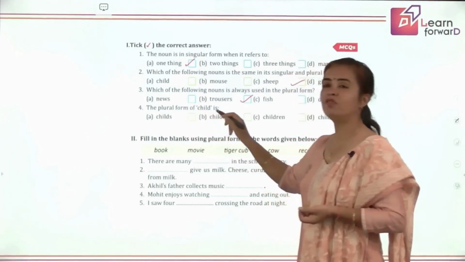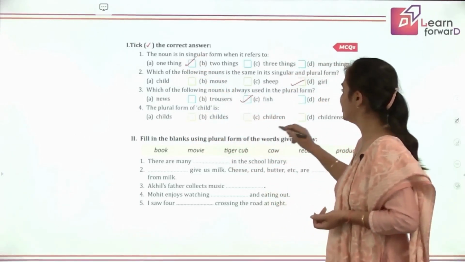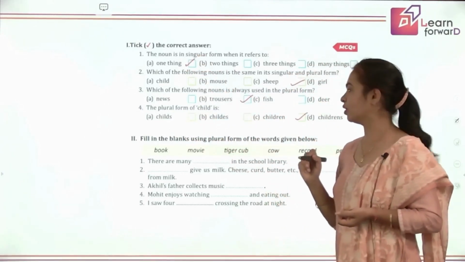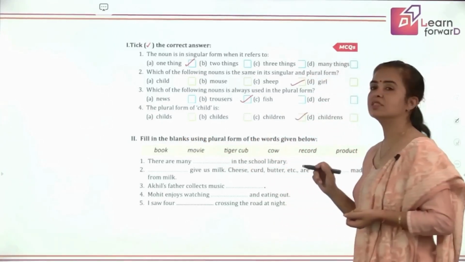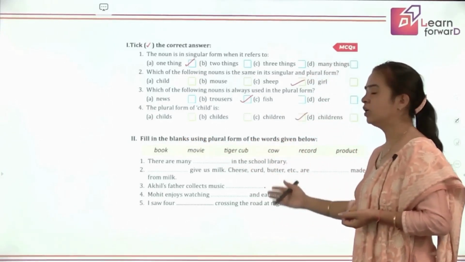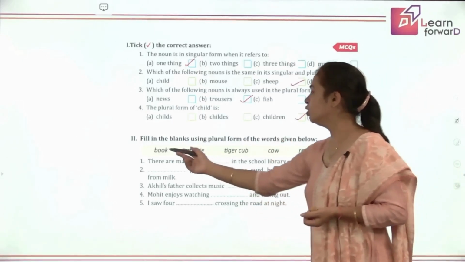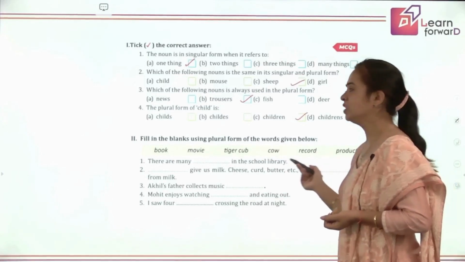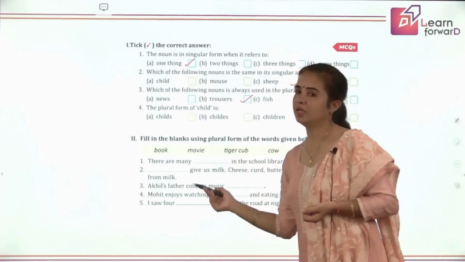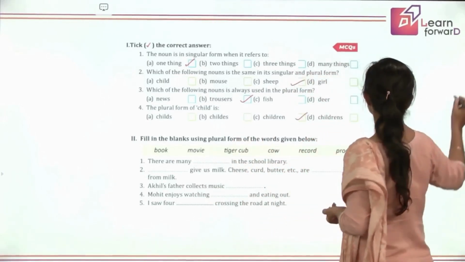The plural form of child we have just revised here. It is children. Good. Fill in the blanks using plural form of the words given below. So I hope you can do this exercise yourself. You know the plural of all these words and you can fill them in the blanks to make the sentences meaningful.